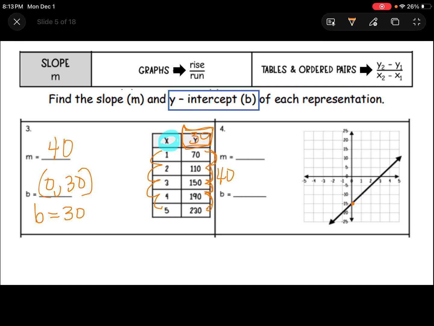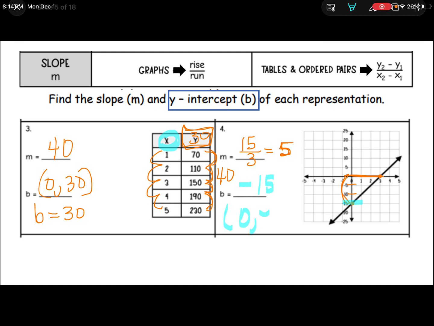In this one, I'm going to go from here to here. Now be careful. I know this looks like it's just simply up 3 boxes, but these 3 boxes are 15 units up, and these 3 boxes are 3 units over, which gives me a slope of 5. My y-intercept is, where is this crossing the y-axis? -15. So again, that would be the ordered pair 0, -15. Or you can simply write b equals -15.